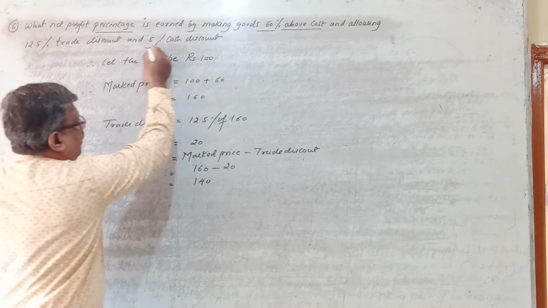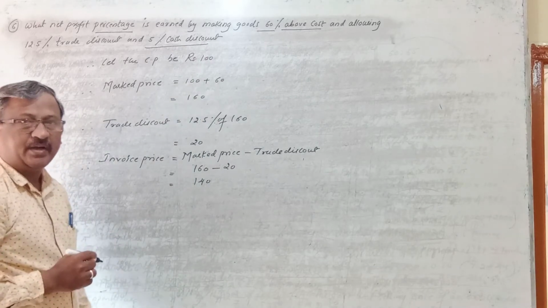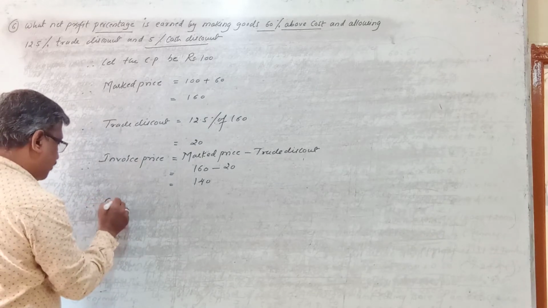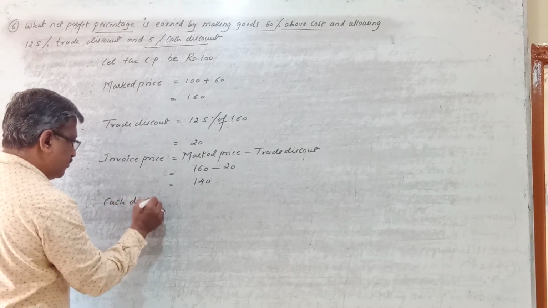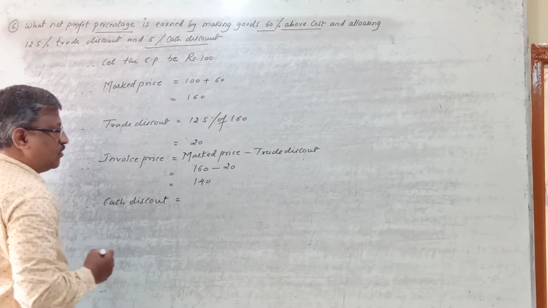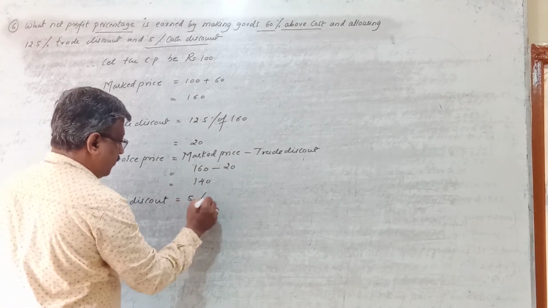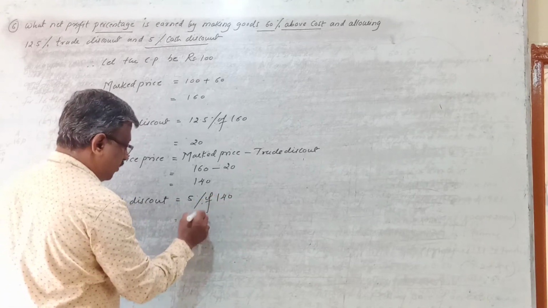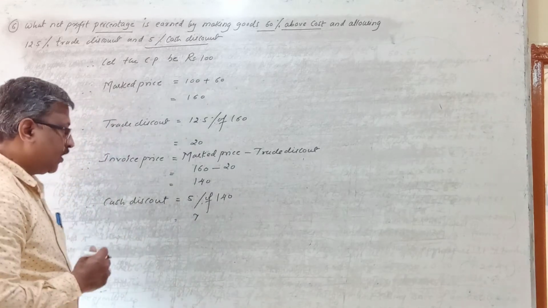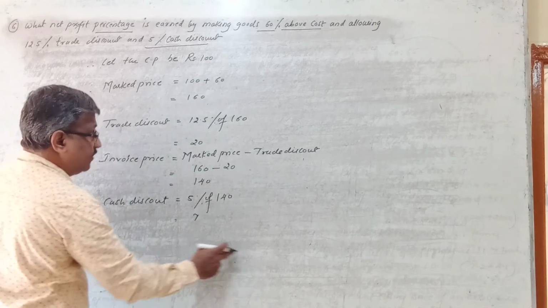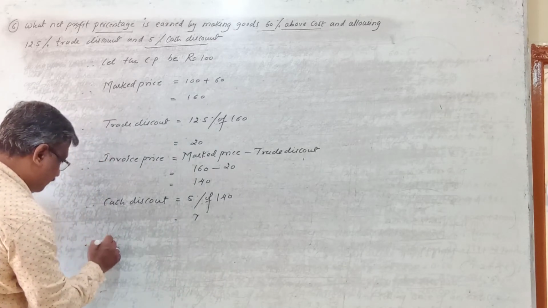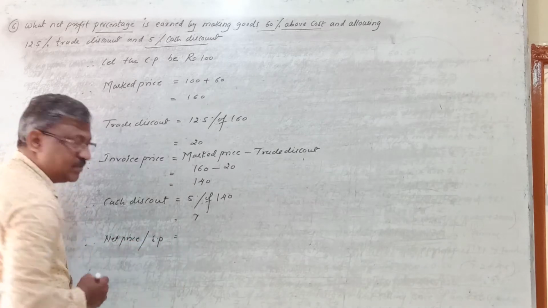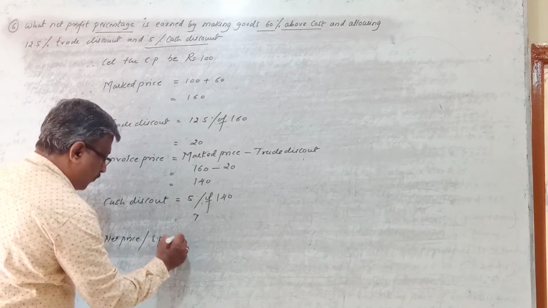Now again he is giving 5% cash discount, and cash discount is always allowed on which price? Invoice price. So now we calculate the cash discount. So cash discount is equal to 5% on what? 140 rupees. So 5% on 140, you will get how much? 7 rupees. So again he is giving 7 rupees discount. So if he is giving 7 rupees discount, find out what should be the net price. Net price, or sometimes it is also called the selling price.